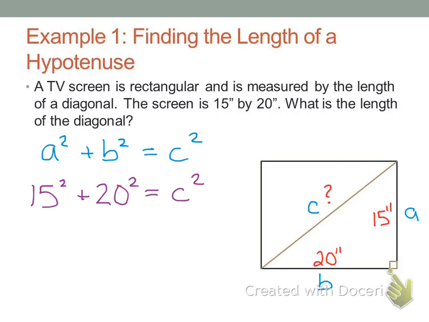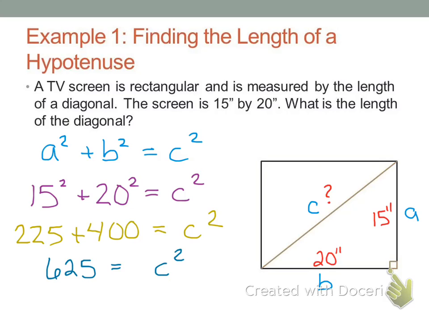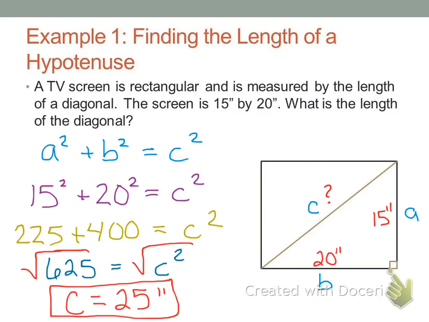Now I need to evaluate my exponents. 15 squared is 225. Plus 400 equals C squared. 225 plus 400 is 625 equals C squared. And now this should look familiar. How do you solve for C? Square root of 625. Very good. Take the square root. And C equals 25 inches. All right, make sure you label.